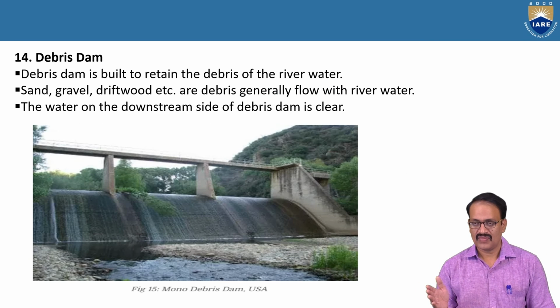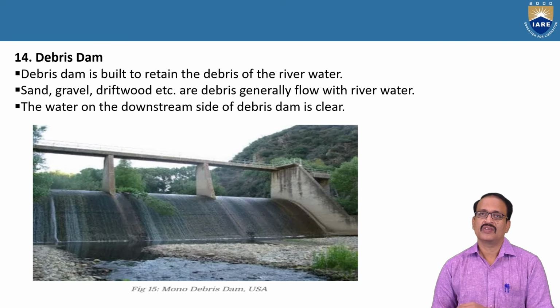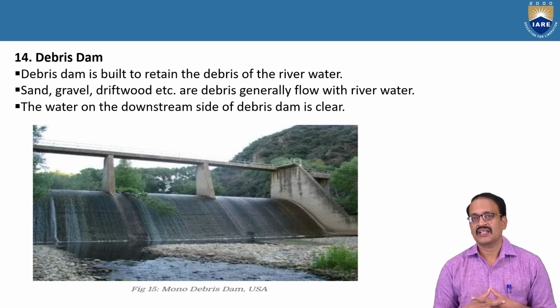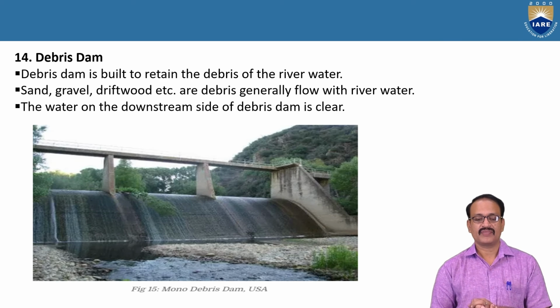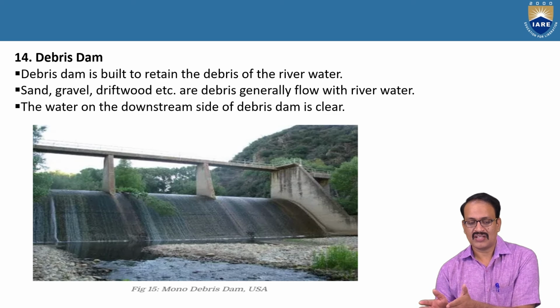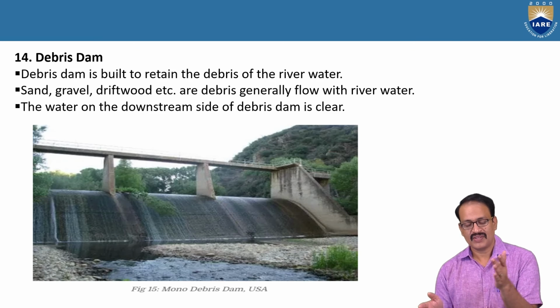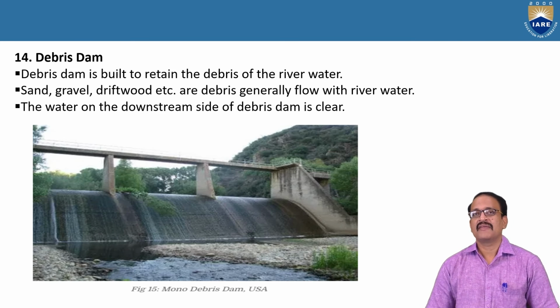Debris dam. Generally, if a river is flowing, it will carry so much debris along with it. Finally we will be left only with the rocks and the sand. If you want to control this debris, we construct a debris dam where we can retain the debris of the river water: sand, gravel, driftwood. The water on the downstream side of the debris dam is clear. After this debris dam, only clean water will be flowing, and the remaining material will be stopped at that point. That is the debris dam.